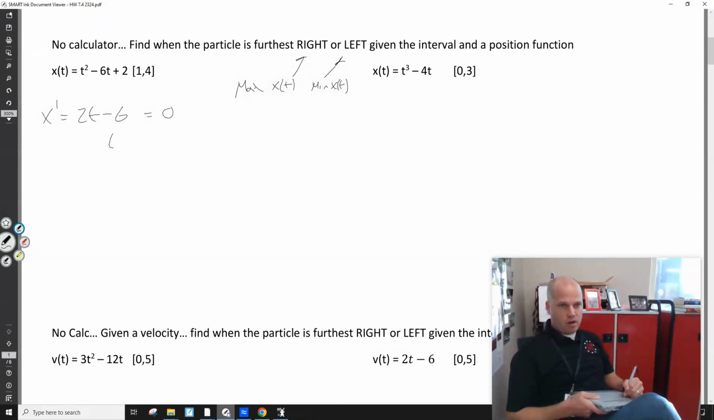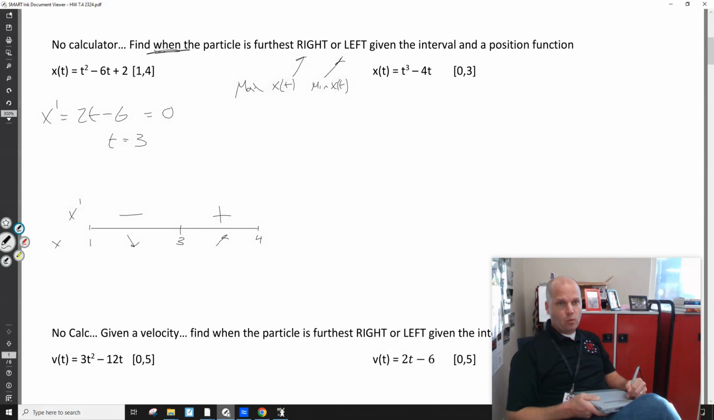Set equal to 0, I get 3. I have an interval from 1 to 4. I have 3. I can look at the signs of my derivative. Again, if I plugged in like 2, I'd get a negative, then a positive. I know that my position decreases, then increases.